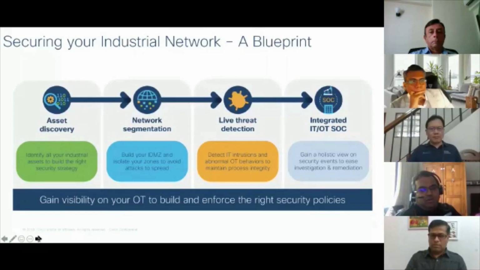Once you get that, then do some basic hygiene stuff like segmentation, which we take for granted in our enterprise world, but you would see that most of these industrial networks are flat, which means that if one part of the network is vulnerable, then the whole network is up for attack.